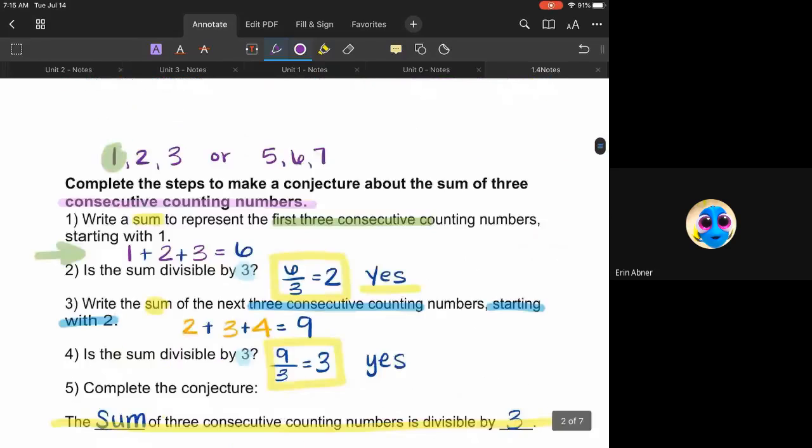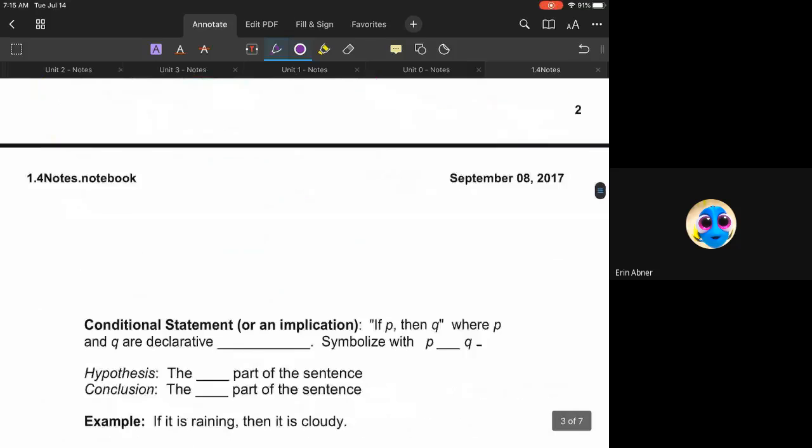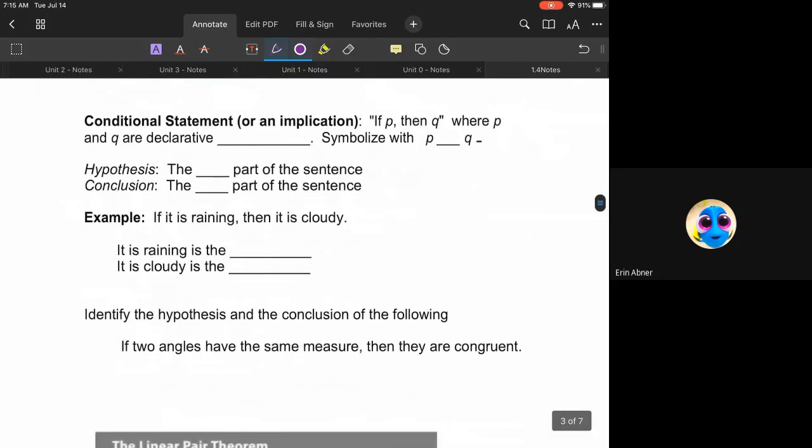So you should be down on page 3, and we are going to start with a conditional statement or an implication. So this is one of those, well, if you're outside and it's wet, then it must be raining. These are your if-then statements. So if P, then Q, where P and Q are declarative statements.